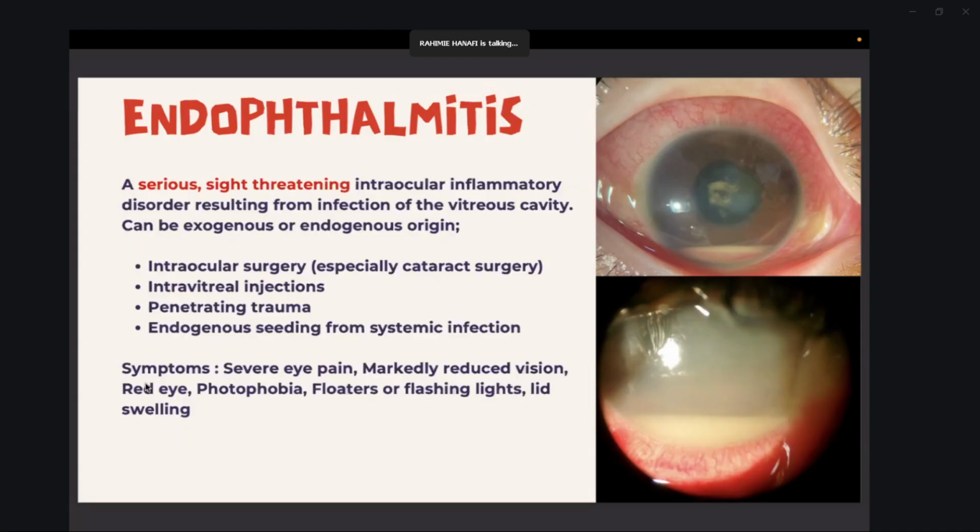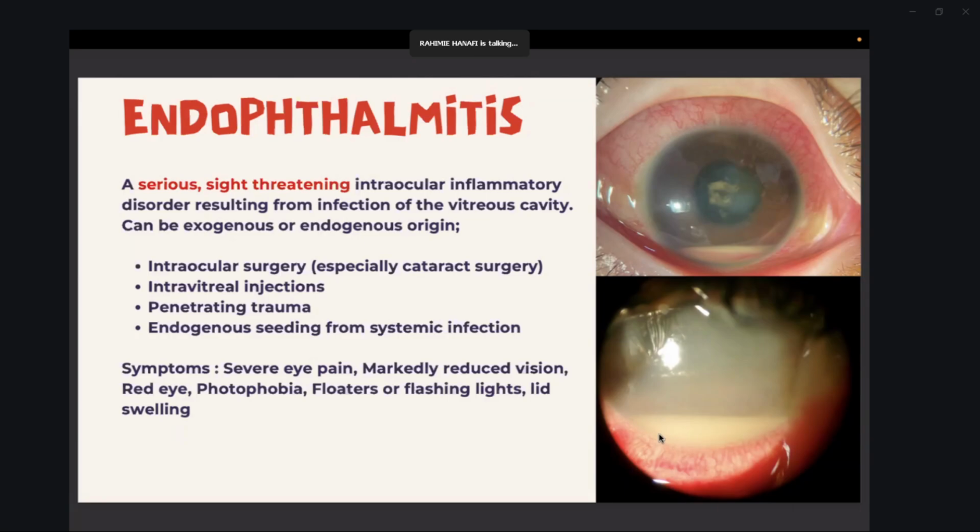Okay, so what are the symptoms? Severe eye pain, markedly reduced vision, red eye, photophobia, floaters or flashing lights, lid swelling. In these two photos, which are two different images, this patient has a very hazy cornea. You can barely see the pupil structure, even the iris is not very visible, and you can see a hypopyon level in here.